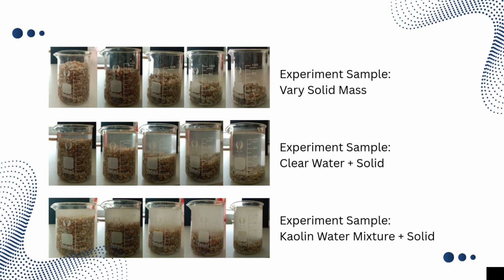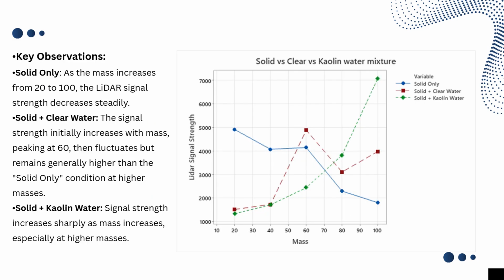Next, let's take a look at the simulation result. To test the prototype's functionality, I've prepared 3 different water samples: solid mass, clear water plus solid, and kaolin water mixture plus solid. The purpose of these various water samples is to investigate the signal response produced by the LiDAR across different substrates. Here I attach the result of the experiment, and I want to highlight the signal response of solid plus kaolin water. It gives the most stable signal response, which shows that this system is suitable for a shallow water turbidity system, especially in a river.